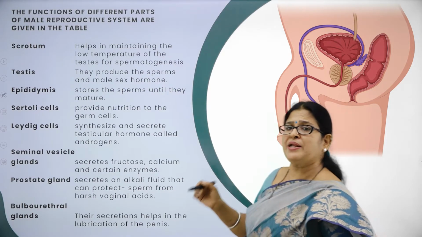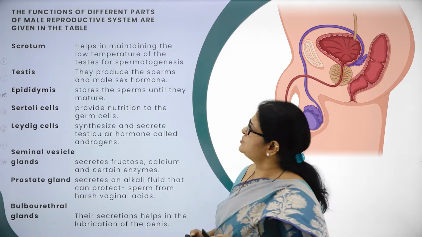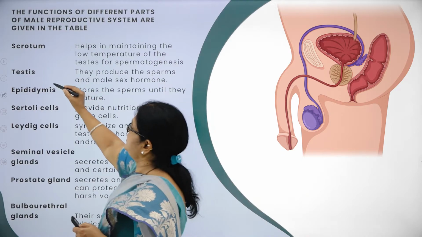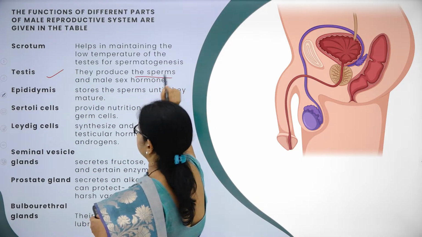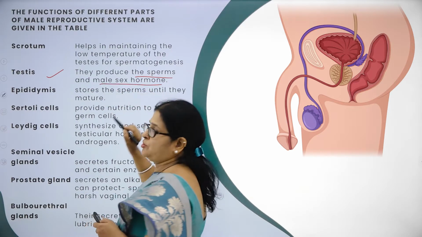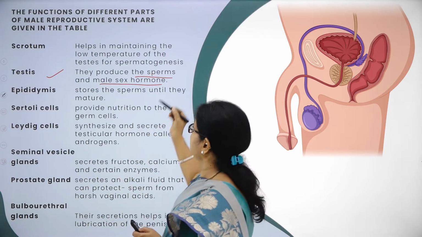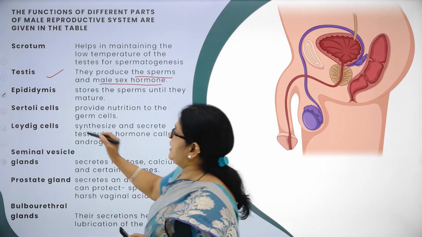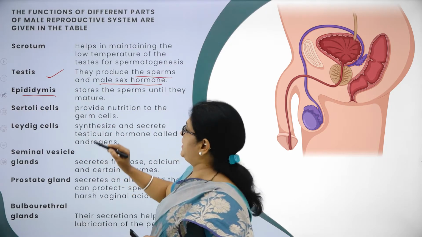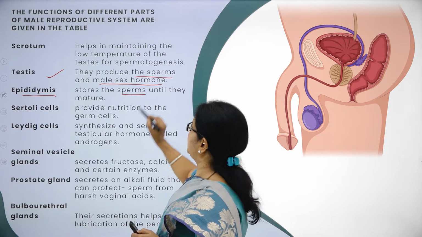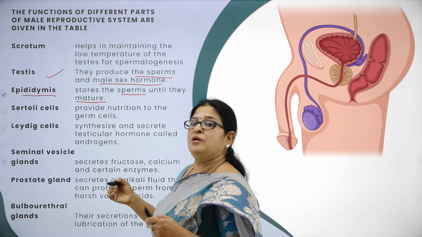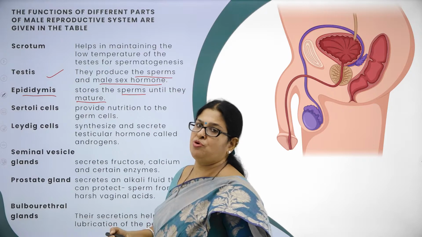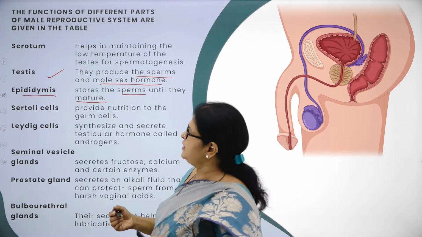Now, summarizing the whole male reproductive system once again, as I said, the testes. What is the main function of testes? To produce the sperms. And also what? Male sex hormone. Name the male sex hormone. It is nothing but the androgen. Then epididymis. What is the function of epididymis? To store the sperms until they are mature. So only when the matured sperm comes in contact with a mature ova, then only the fertilization can take place.